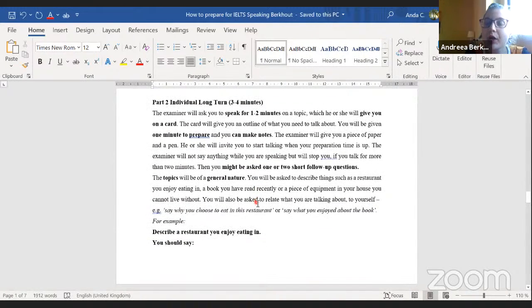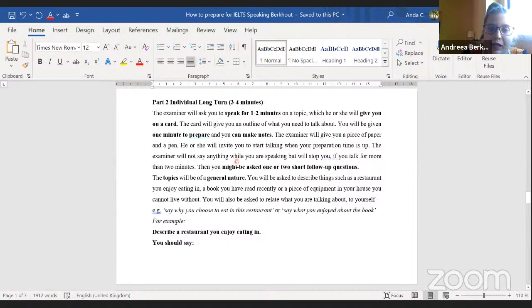Okay, let's go to part 2. Part 2, the individual long turn. Well, you have to speak for 1-2 minutes is what they say, but from the experience that we have here in the academy, we recommend our students to speak for at least 1.5 minutes, because if your speech, so to speak, is too short, the evaluator may ask you some extra questions, and we don't really want that.